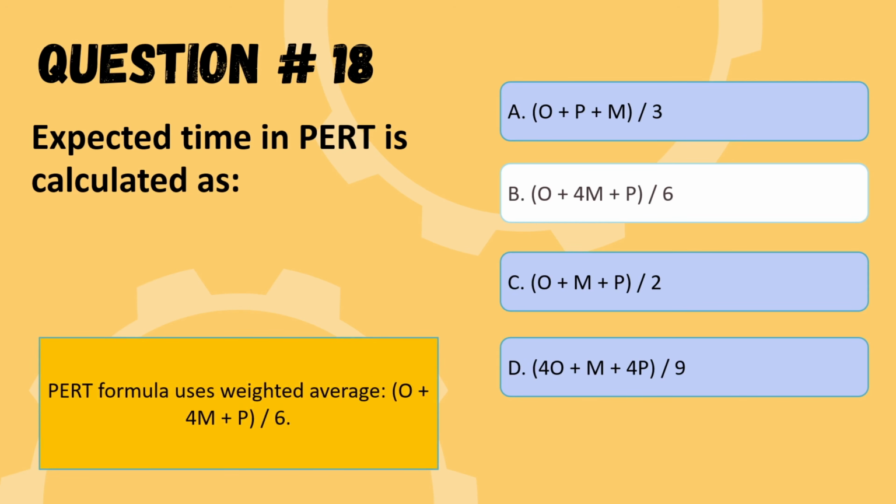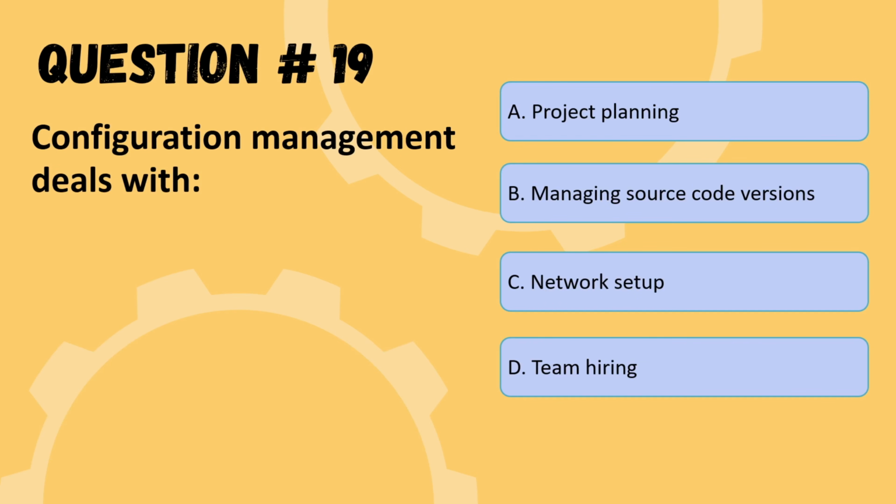So we are moving to the next question. Next question is, configuration management deals with project planning, managing source code versions, network setup, or team hiring. So the correct option is managing source code versions.